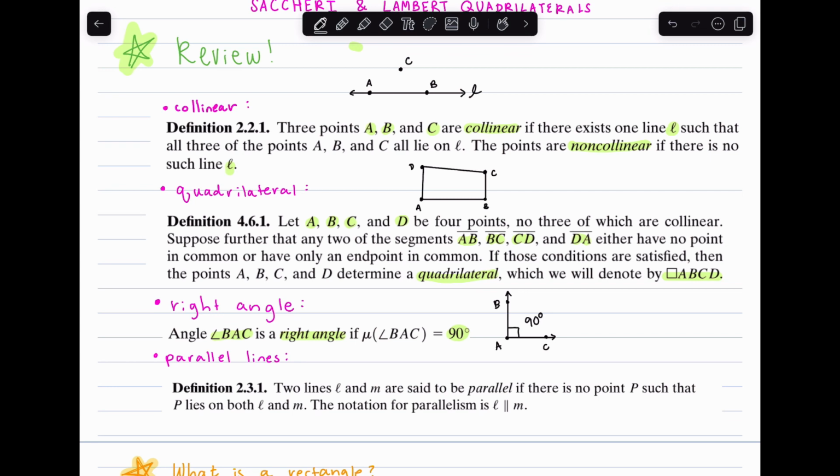Now the last definition we're going to be looking at is the definition of parallel lines. 2 lines L and M are said to be parallel if there is no point P such that P lies on both L and M. The notation for parallelism is L parallel to M. Now to draw this out, we're going to draw 2 lines and they're going to be going in the same direction. That's what you're going to be seeing when you're looking at parallel lines. In this way, they will never intersect with each other, which makes them parallel.